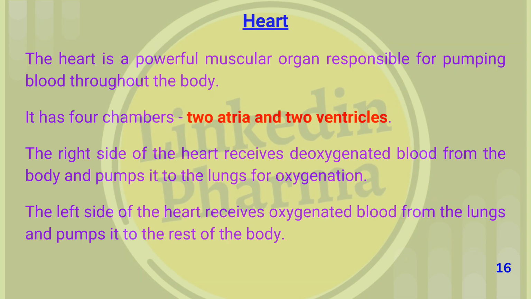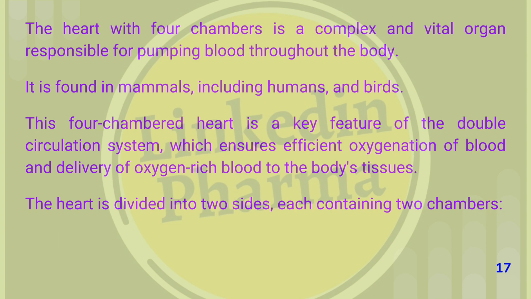Heart. The heart is a powerful muscular organ responsible for pumping blood throughout the body. It has 4 chambers, 2 atria and 2 ventricles. The right side of the heart receives deoxygenated blood from the body and pumps it to the lungs for oxygenation. The left side of the heart receives oxygenated blood from the lungs and pumps it to the rest of the body. The heart with 4 chambers is a complex and vital organ responsible for pumping blood throughout the body.